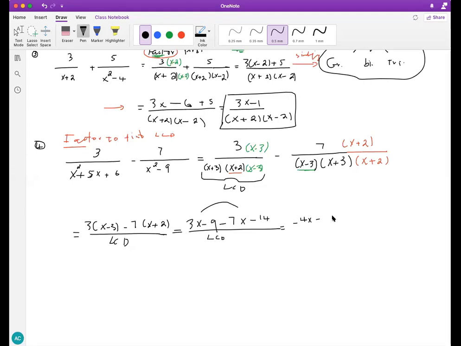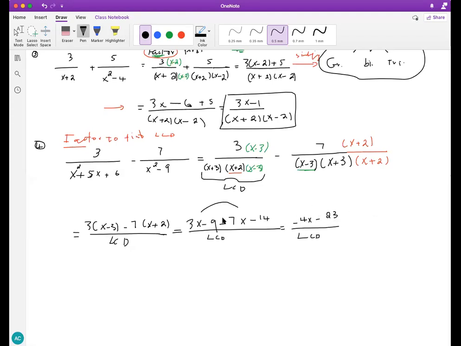What? Negative 20... 23, right? Over the same thing again, the LCD. And again, the LCD refers to this, so saving a lot of time and space by not rewriting it multiple times.